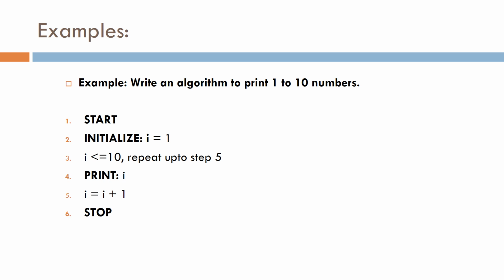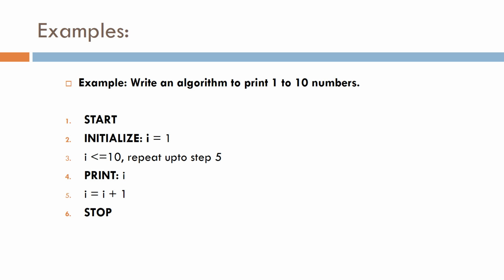This time the condition is 3 less than or equal to 10. Again the condition is true. We repeat the steps up to step number 5, and we print the value of I, which is 3, and I is incremented again, 3 plus 1, 4. So this condition is going to be executed until I becomes 10. So 10 less than or equal to 10, the condition is true. Again statement 4 is executed, print I is 10. So the last number 10 is printed.